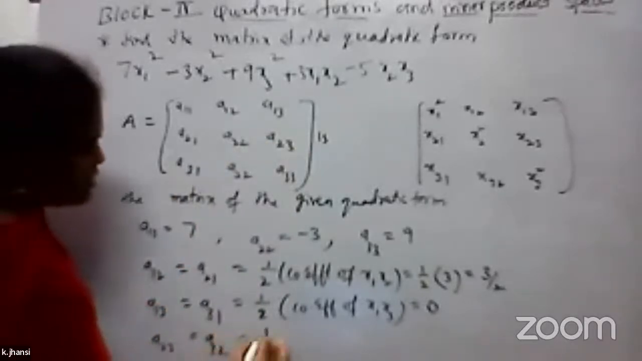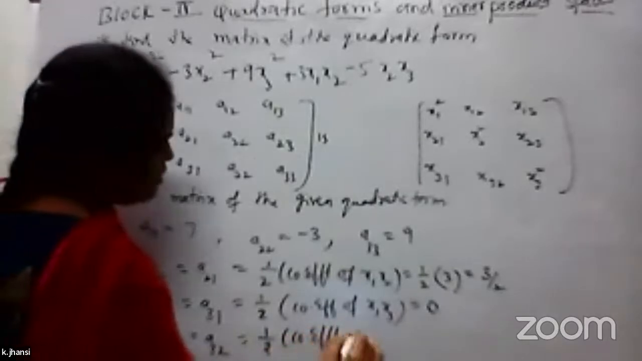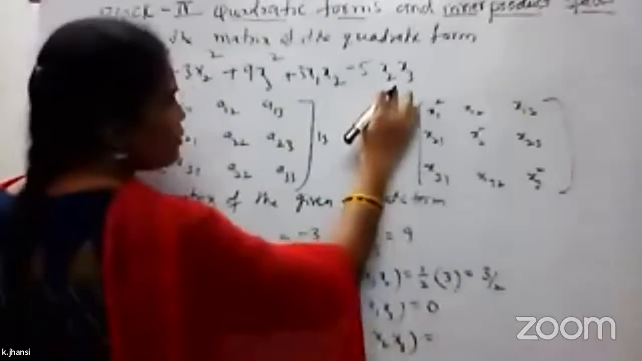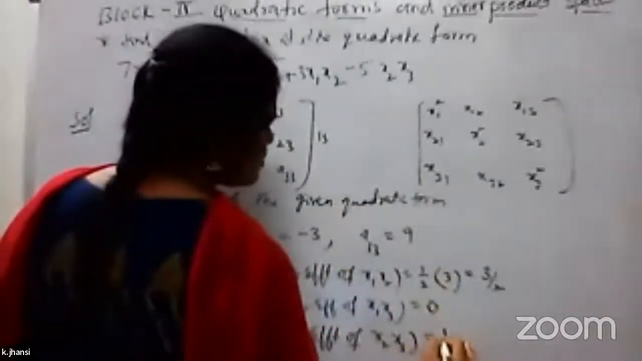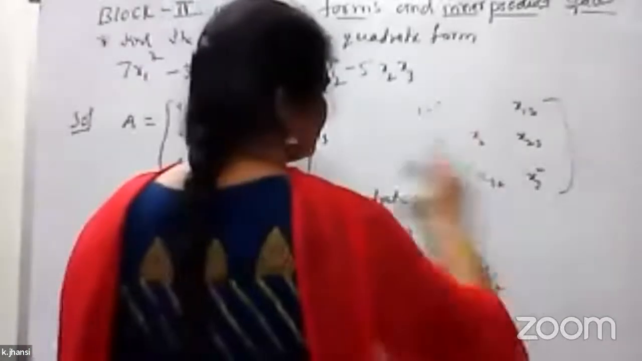So it is equal to 1 by 2 into the quotient of x2, x3. What is given in the problem? The quotient is minus 5. So 1 by 2 into minus 5 means it is minus 5 by 2. Now substitute all the values in the matrix form.